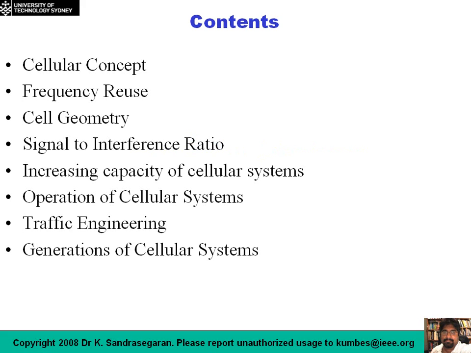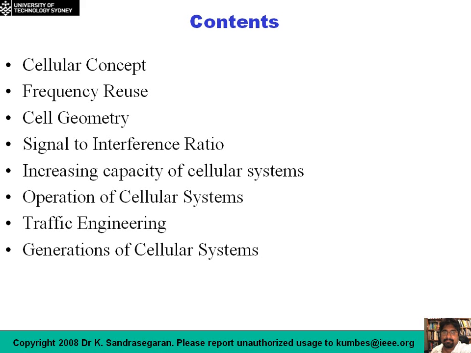Okay. We're going to cover the cellular concept, and then we're going to look at the concept of frequency reuse, a bit about cell geometry, going back to what you learnt in high school, and then signal to interference ratio or carrier to interference ratio, which is an important performance measure that is used in cellular networks.